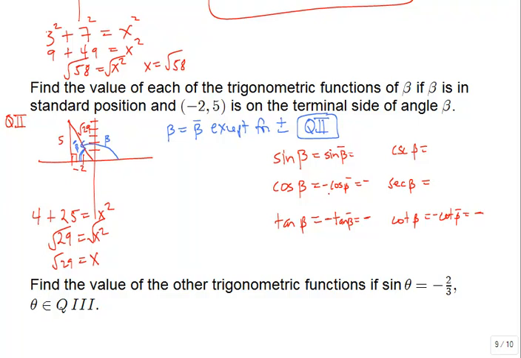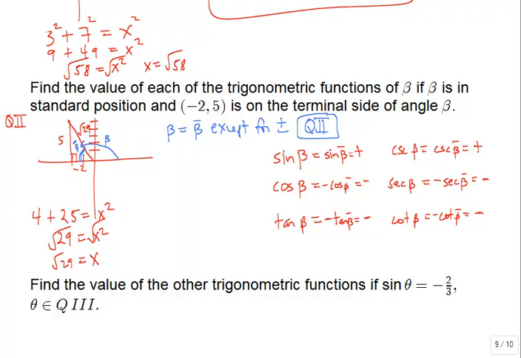Secant has the same sign as cosine. So if cosine was negative, so should secant. So this will be negative secant of beta bar. So that should be a negative answer. And in quadrant 2, if sine is positive, then so is cosecant. So these will be the same. So this will be plus, and all the rest will be minus. So that's what I mean by the signs making the only difference.